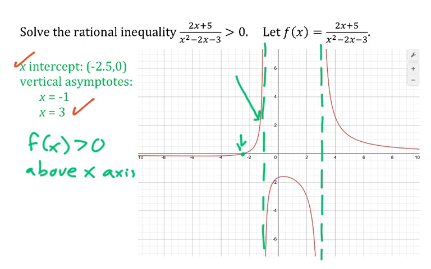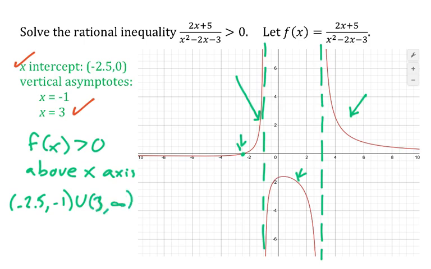I would represent that in interval notation as negative 2.5, or negative 5/2, to negative 1. The graph is below the axis here, but goes back above the axis over here. That would be over the interval from the other vertical asymptote off to infinity. That would be 3 to infinity.